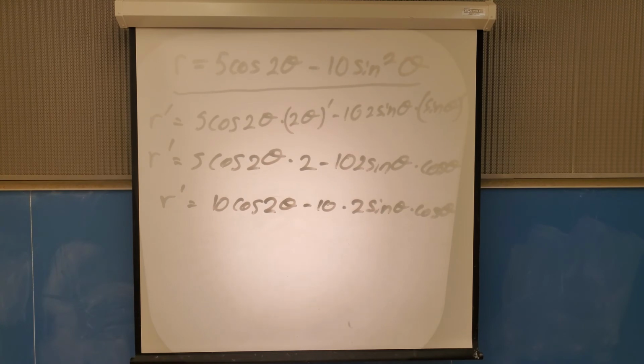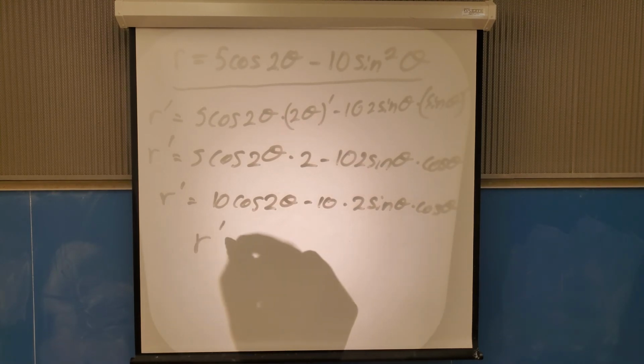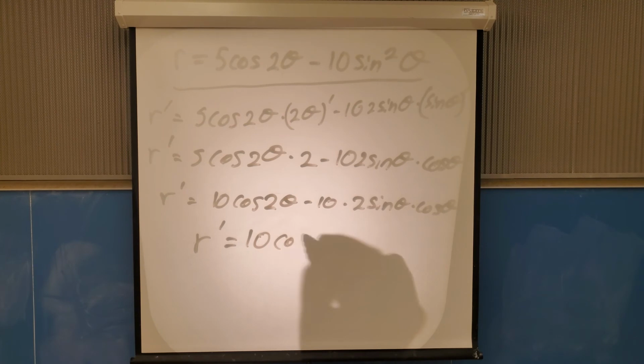Now, to simplify this derivative further, we will be using trig identities for 2 sine theta times cosine theta and set that equal to sine 2 theta. Next, we will set r prime of theta equal to 0 so we can find our critical number.